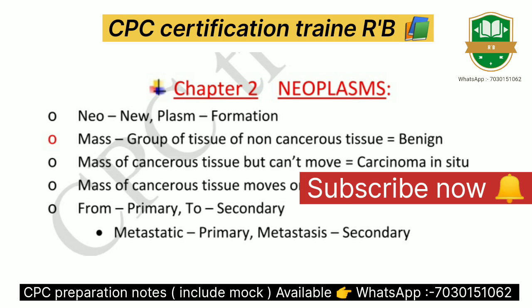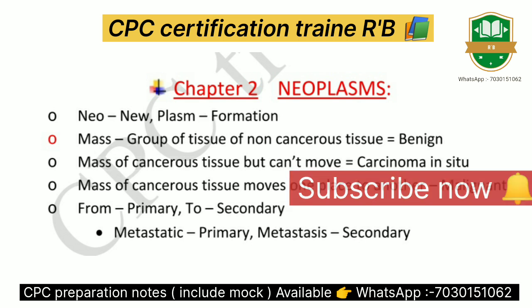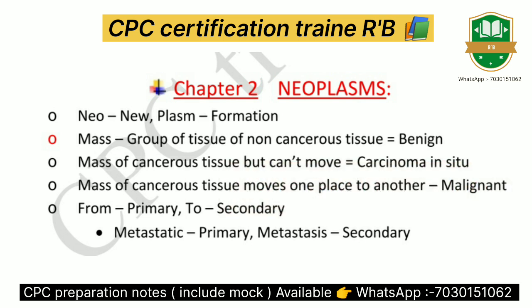Okay. Then malignant means it is spreading cancerous. And benign it is not spreading cancerous, and it is not a cancer. Benign. Okay. Then third, carcinoma in situ. Carcinoma in situ is a cancerous, but it not spreading one side to another side.